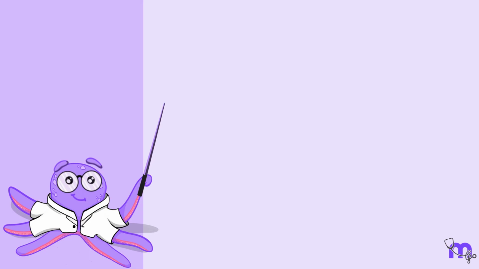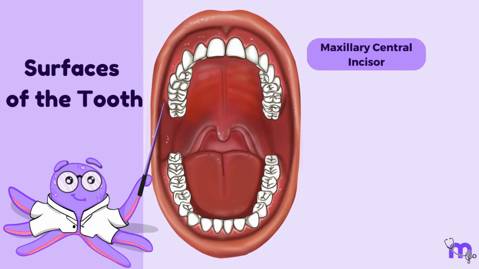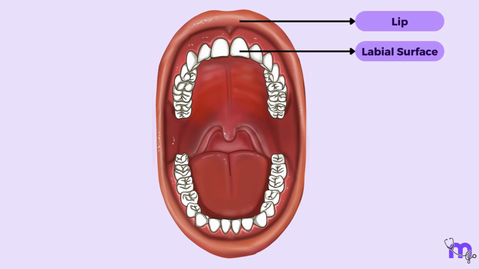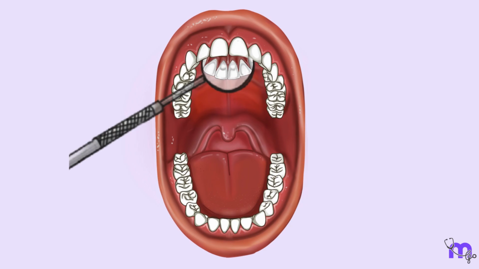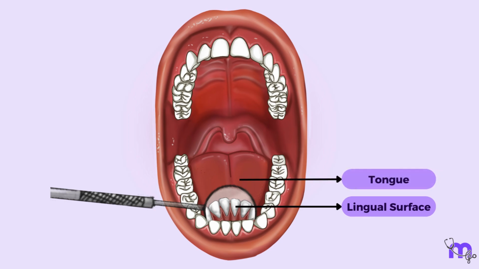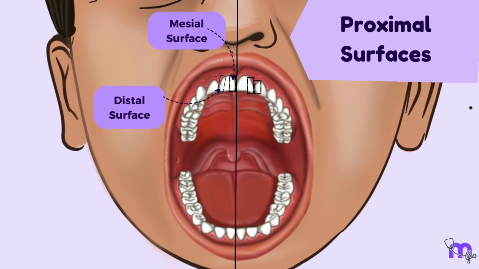Now let us learn the various surfaces of a tooth. Imagine the same maxillary central incisor inside the mouth. The surface of the tooth facing the lip is called the labial surface, and the surface that is towards the palate is called the palatal surface. In case of mandibular incisors, it is referred to as the lingual surface, as it is facing towards the tongue. Next are the proximal surfaces. These are the surfaces that face the adjacent teeth in the same dental arch. These include the mesial and the distal surfaces.